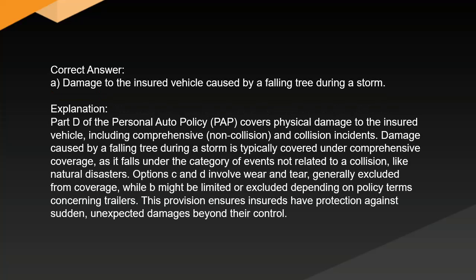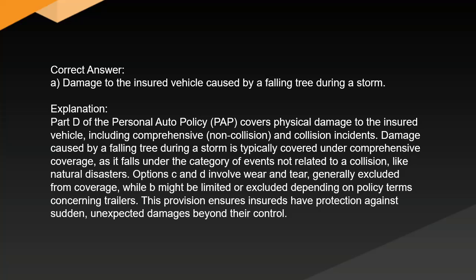Correct answer. A. Damage to the insured vehicle caused by a falling tree during a storm. Explanation. Part D of the personal auto policy, PAP, covers physical damage to the insured vehicle, including comprehensive, non-collision, and collision incidents. Damage caused by a falling tree during a storm is typically covered under comprehensive coverage, as it falls under the category of events not related to a collision, like natural disasters.